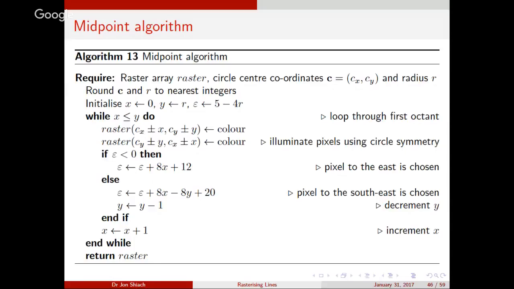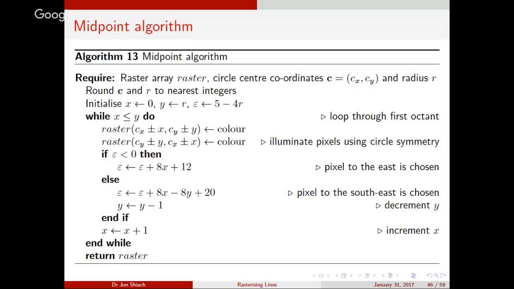So we had to go to the southeast, so this time we subtract 1 from the y value. Okay, so if we subtract 1, go to the southeast, we've got that one there, that one there, and we invoke circle symmetry. Our error is now minus 35, which is obviously negative, so we go back to going to the east again.